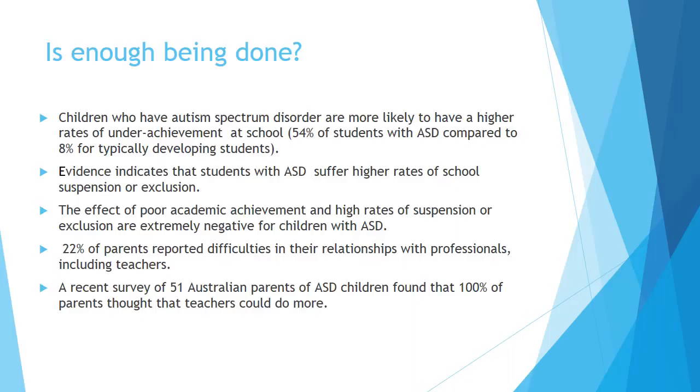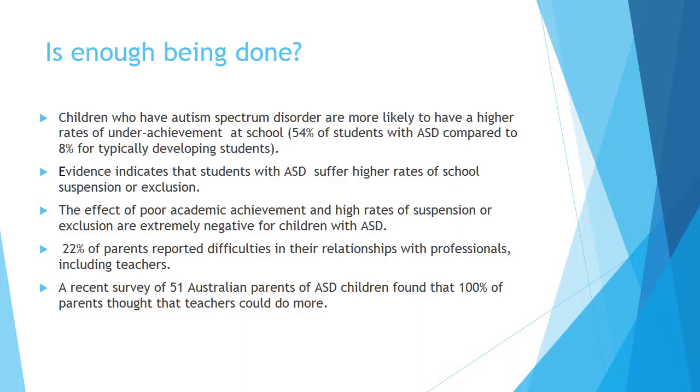So, is enough being done in schools for children with autism spectrum disorder? A study by Ashburner, Ziviani, and Rodger in 2010 indicated that children who have autism spectrum disorder are more likely to have higher rates of underachievement at school. That is, over half of students with autism spectrum disorder underachieve compared to 8% for typically developing students. They also found that students with autism spectrum disorder suffer higher rates of school suspensions or exclusions.